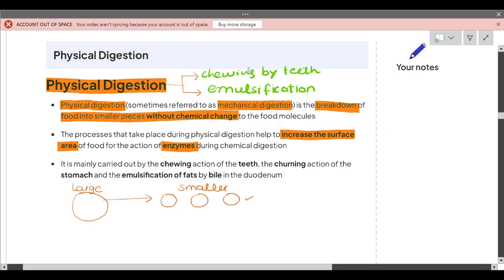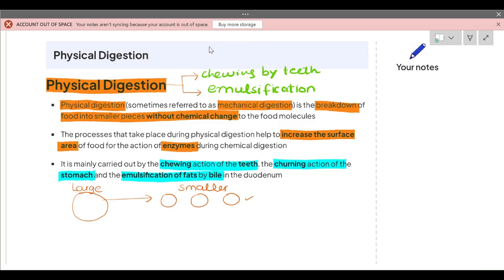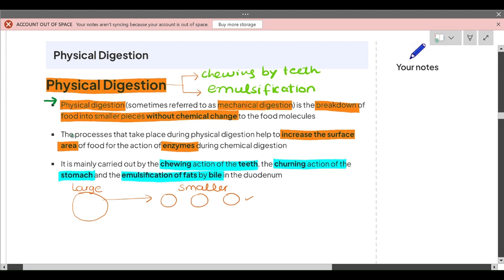And they can ask you to give an example. So you can give as examples the chewing action of your teeth, the churning action of your stomach. That's also physical digestion, and the emulsification of fats by bile in the duodenum. As you can see here, this is the explanation of the term.